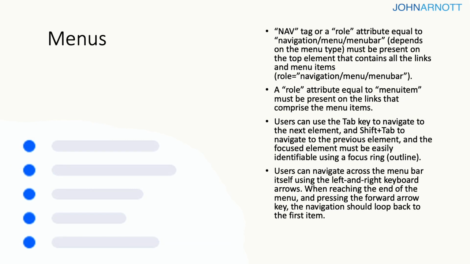Menus. The system identifies and interprets menus to screen readers and allows navigation with arrow keys. A nav tag or a role attribute equal to navigation menu bar must be present at the top element that contains all the links and menu items. A role attribute equal to menu item must be present on the links that comprise the menu items.